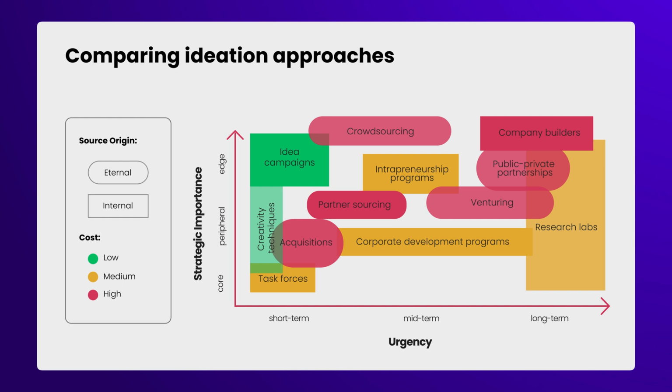As you move further right on the x-axis towards the long term in terms of urgency, you have ideation approaches that are more suited to solving challenges and exploiting opportunities that may be further in the future, for instance, in horizons 2 and 3. Approaches like research labs, venturing, and public-private partnerships take time to not only set up, but also to develop, prototype, and bring winning ideas to market.